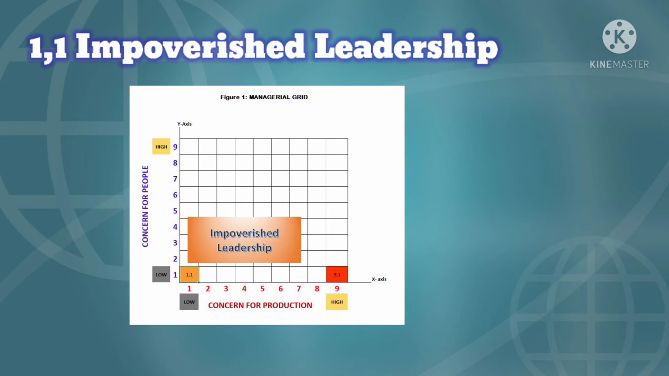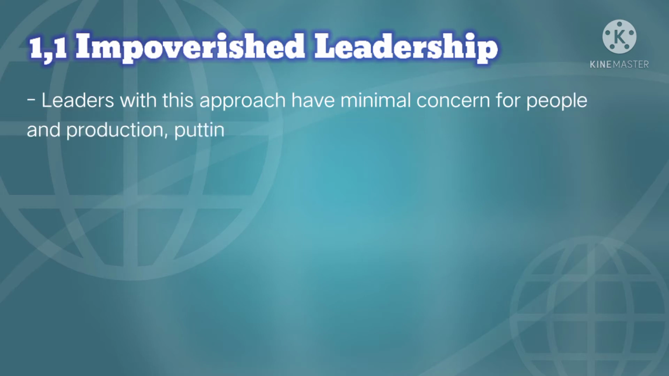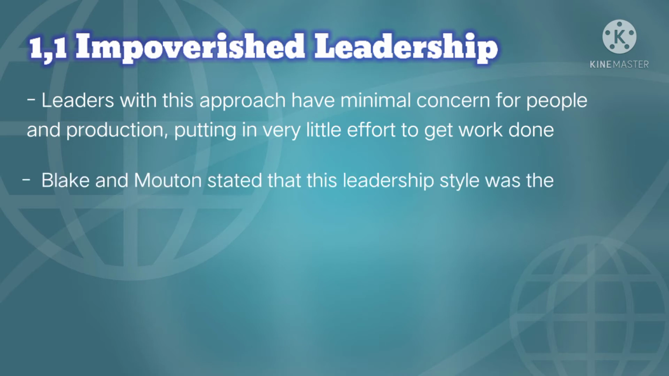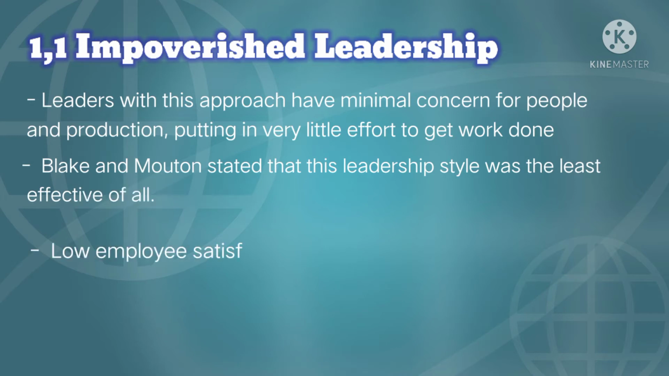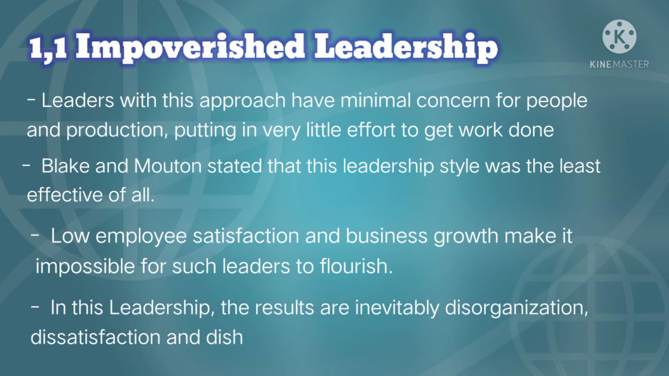The first one is the impoverished leadership, which scores 1 for concern for people and 1 for concern for production, and it is located in this area, in the lower part. Leaders with this approach have a minimal concern for people and production, putting in very little effort to get the work done. Blake and Mouton stated that this leadership style was the least effective of all because it has low employee satisfaction and business growth and makes it impossible for such a leader to flourish. In this leadership, the results are inevitably disorganization, dissatisfaction, and disharmony.